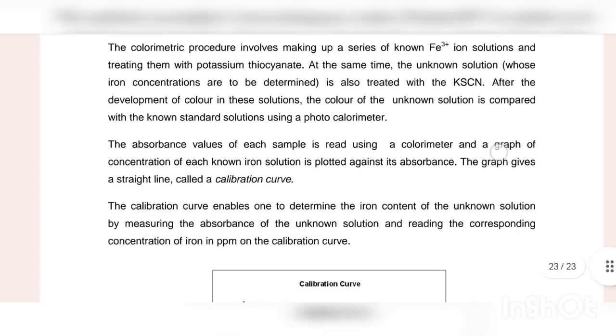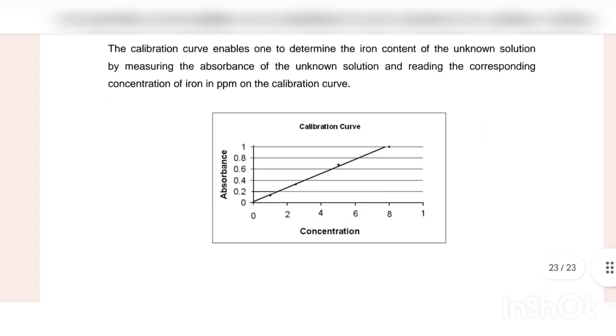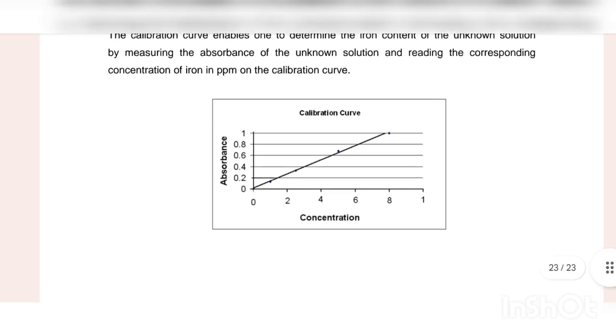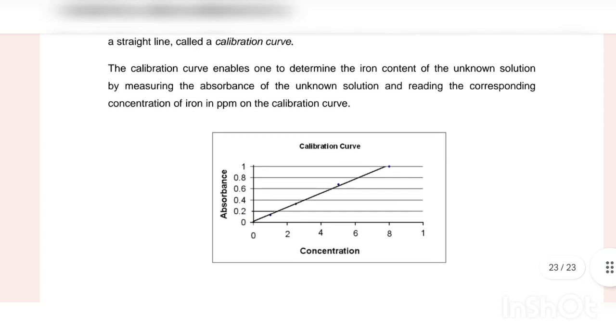Okay, plot a graph. Then from the graph we can measure the absorbance of the unknown solution, and from the graph we can find the concentration of the unknown solution also. Okay, so this is your photocolorimetry and photocolorimetric method. So that's it.